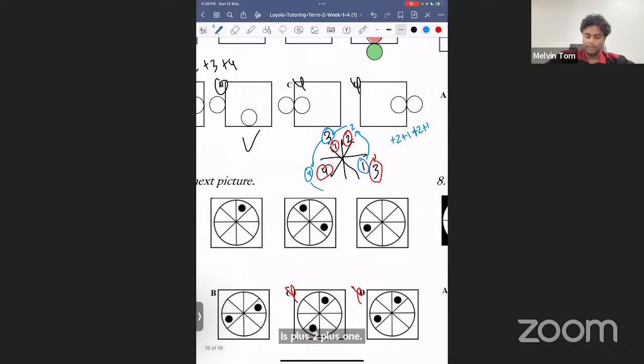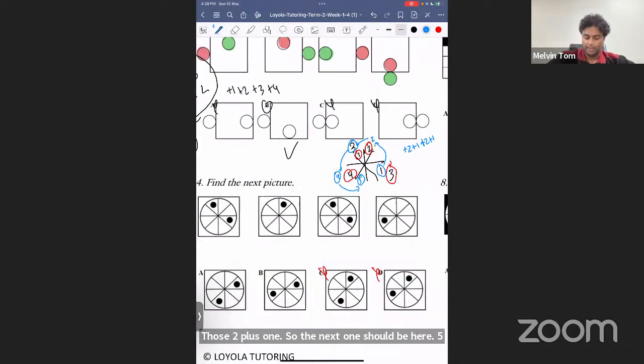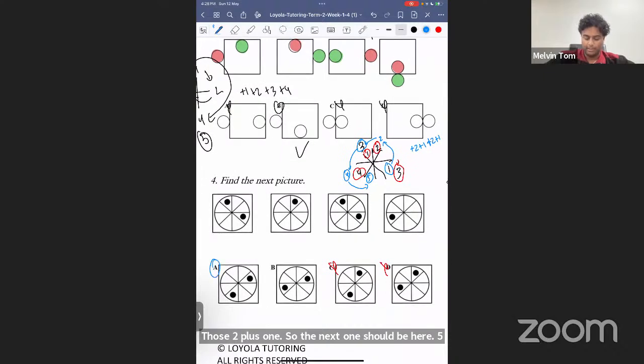So the next one should be here. 5 should be in this position. And the answer is A, not B. The answer is B. So A. So if you want some time to take down any notes, I'll give you some time, and then I'm going to move on to the next page.